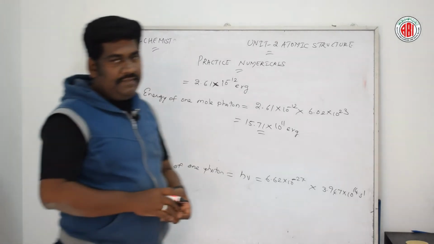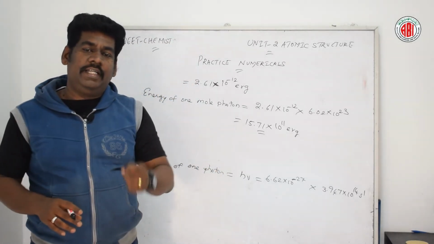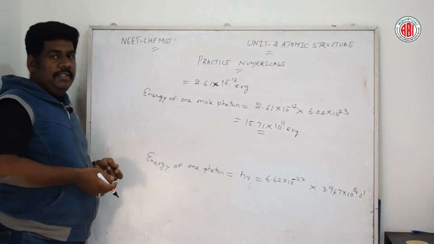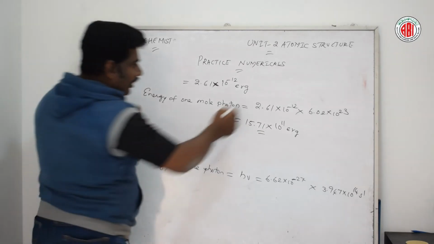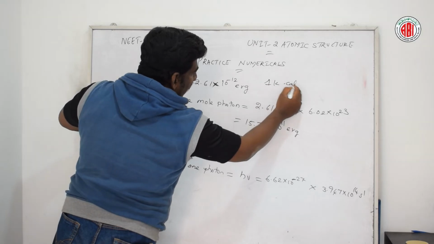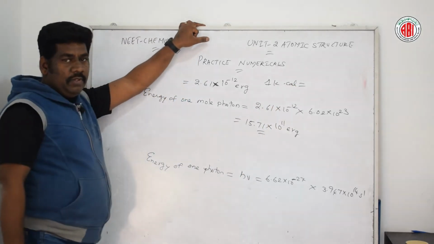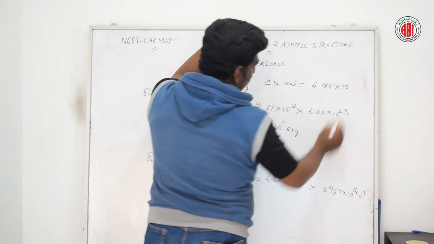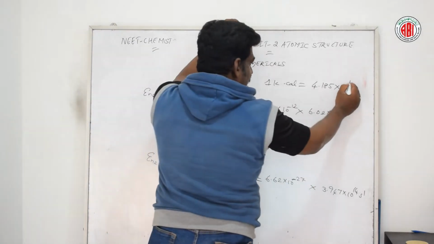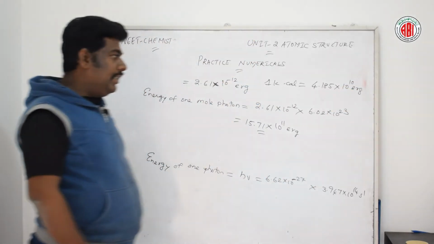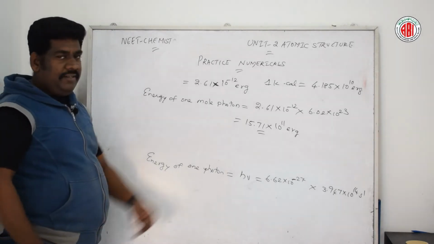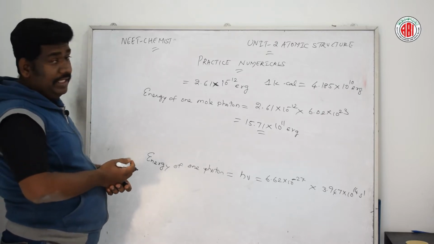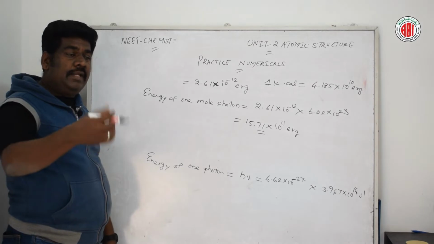Now this energy of 1 mole of photons we should convert into kilocalorie. So we should first know the kilocalorie value. 1 kilocalorie is equal to 4.185 into 10 to the power of 10 erg. Now the given value is to be divided by the 1 kilocalorie value, so that we get the answer as the energy of 1 mole of photons in kilocalorie.